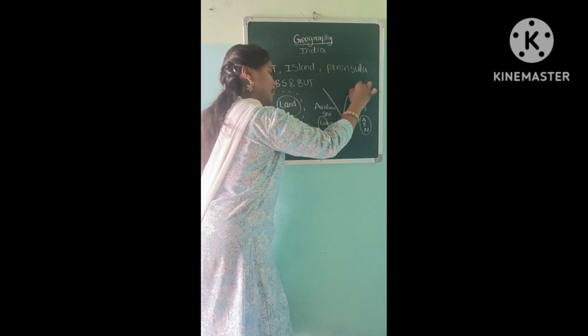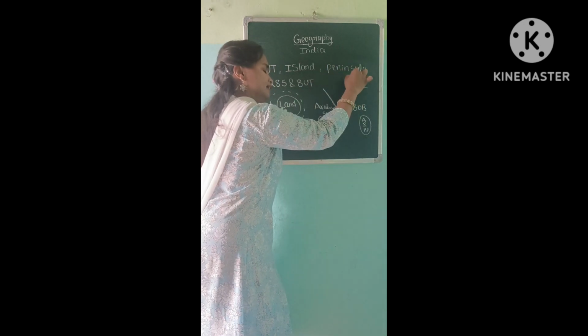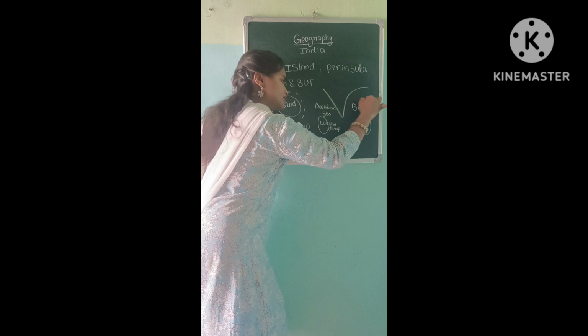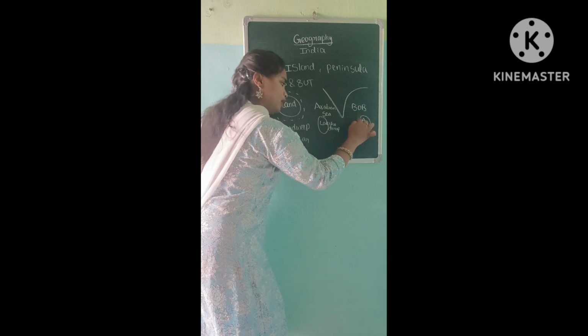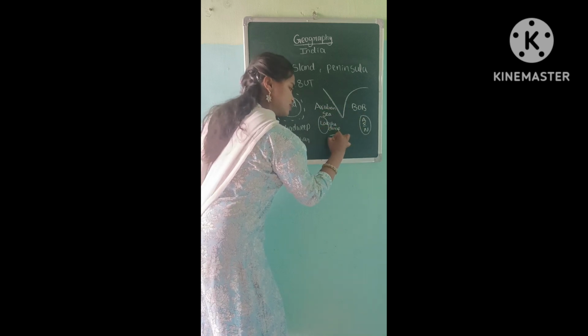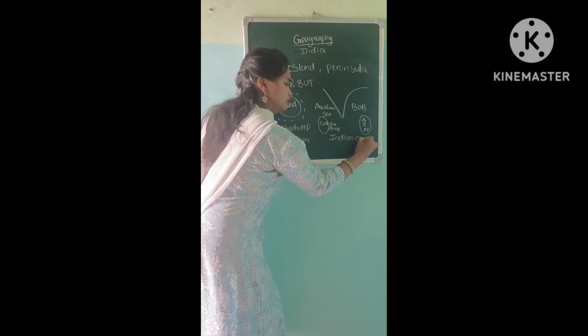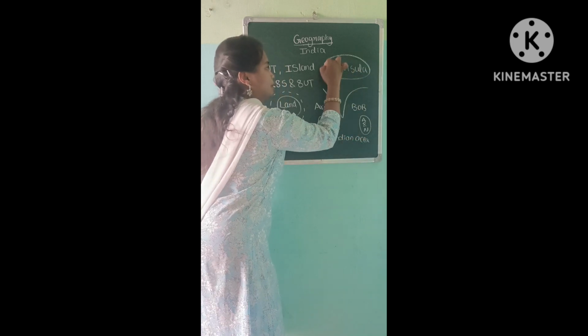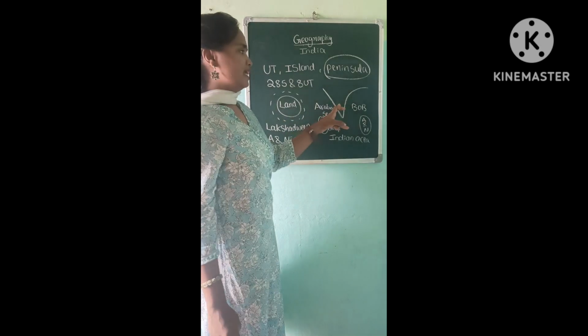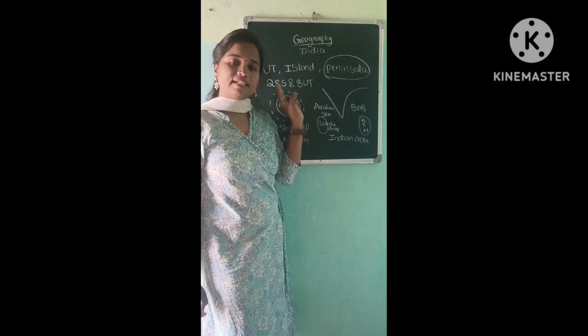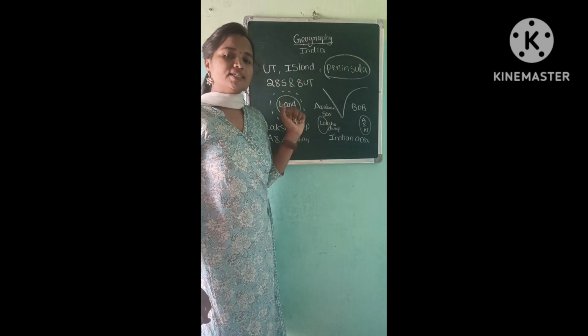India, this entire part is land. 3 sides water: Arabian Sea, Bay of Bengal, and here it is the Indian Ocean. As it is surrounded by water on 3 sides, this is called a peninsula. That means India is a peninsula as it is surrounded by water on 3 sides.